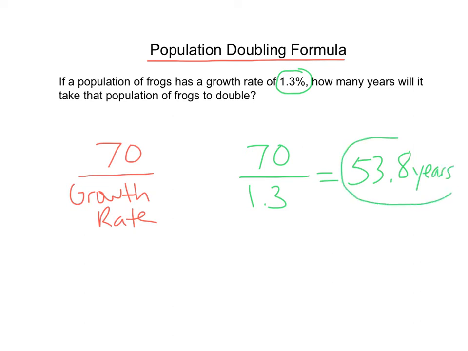So this specific population of frogs, their population will double. So if their population was 500, it'll take 53.8 years for it to go from 500 to 1,000, because 1,000 is double of 500.